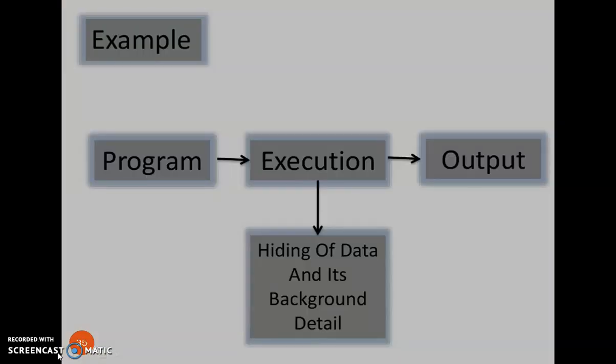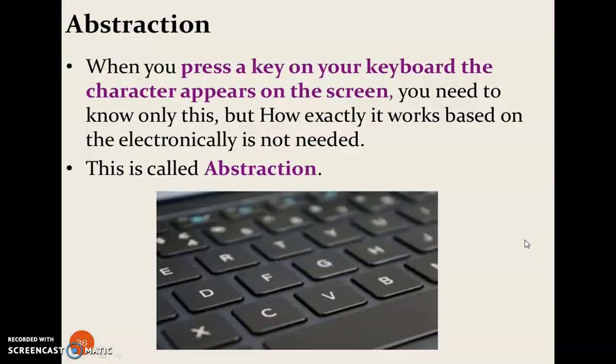Let's see the example. In a normal way, while you are executing the program, we will feed some input to the program, then execution will be processed, and finally we will get the output. So the user will be focusing on what output we are getting at the output side. They won't bother about how the program is executed, whereas the data is hidden and also the implementation part and the background details all will be hidden from the user. That is called data abstraction.